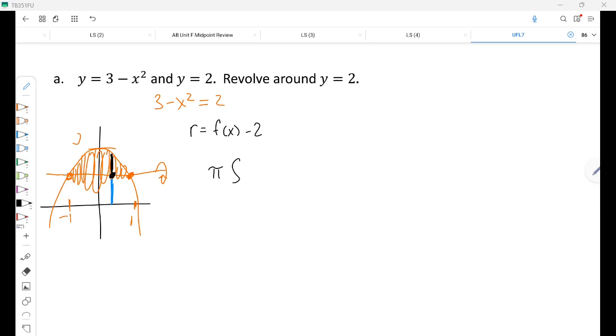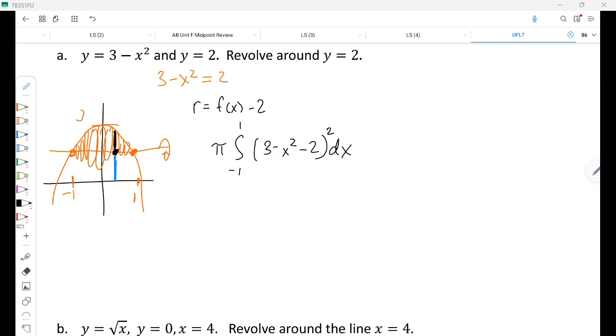So we've got pi times the integral from -1 to 1 of radius squared, f of x minus 2, squared, times the height, which is dx. And my f of x, of course, is 3 minus x squared. So I can do 3 minus x squared minus 2 dx. And square it like it was before. Okay. So matter of solving that integral.